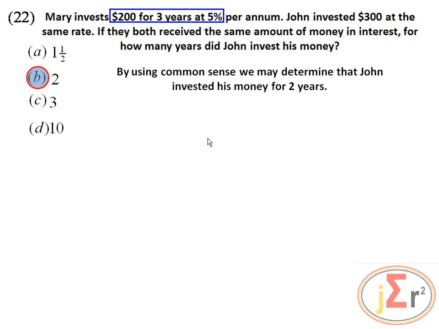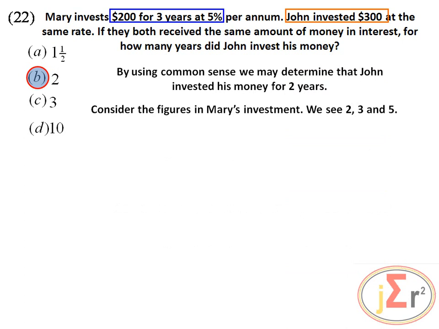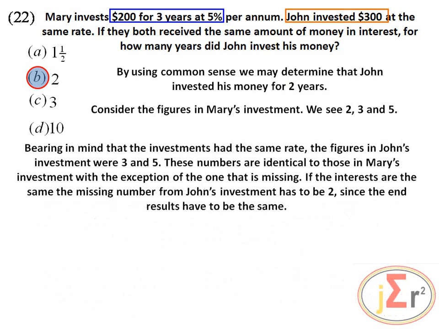Let us take a look at what we have there. Look at the figures 2, 3, 5. Consider the figures in Mary's investment. We see 2, 3, 5. John invested $300. In John's investment, we have what? $300. The same rate is 5%. If they are equal, the only number that is missing is 2. So, take a look. We have a 3 here and a 3 here.